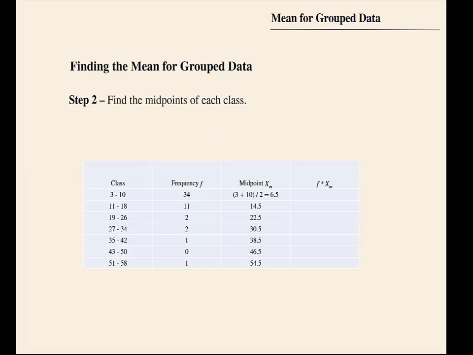In step 2, we will find the midpoints for each class. The midpoints are found by adding the lower and upper limits for a class and dividing by 2. So for example, the midpoint for the first class will be 3 plus 10 divided by 2. This gives us a midpoint of 6.5 for the first class.